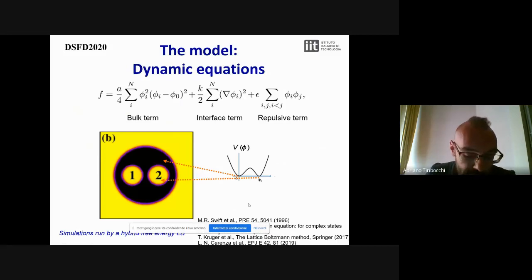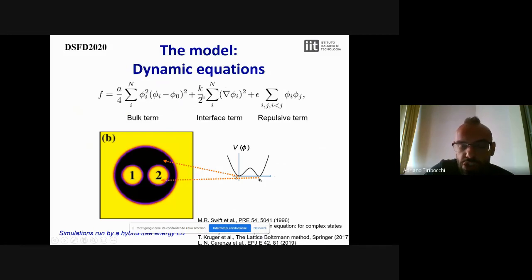this is a sort of generalization of a Ginzburg-Landau free energy, in which you have several terms, typically the bulk terms, describing the bulk properties of the mixture, in which you have two minima, phi zero and zero. This is the double well potential displayed here. We have one minimum, which is zero, one phase, and the other minimum, which is phi zero, for example, the other phase.